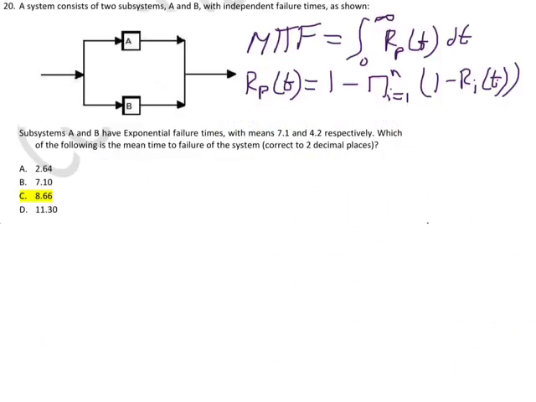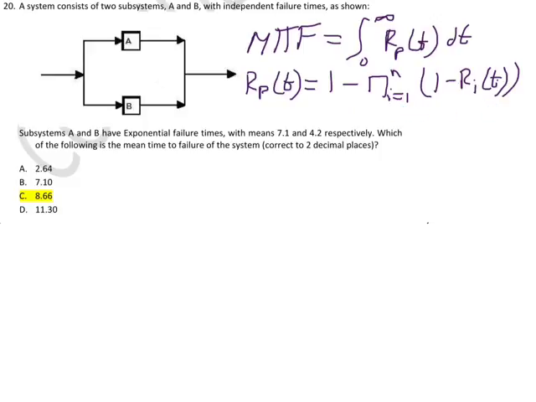This is question 20 from the Midsem exam. It's a slightly tricky one. I've gone through and pulled out the equations we're going to need here. This is the mean time to failure, which is the integral of R(t), the reliability of the system, over the whole scope from 0 to infinity. And to find that, we're going to need 1 minus the product of all of these.